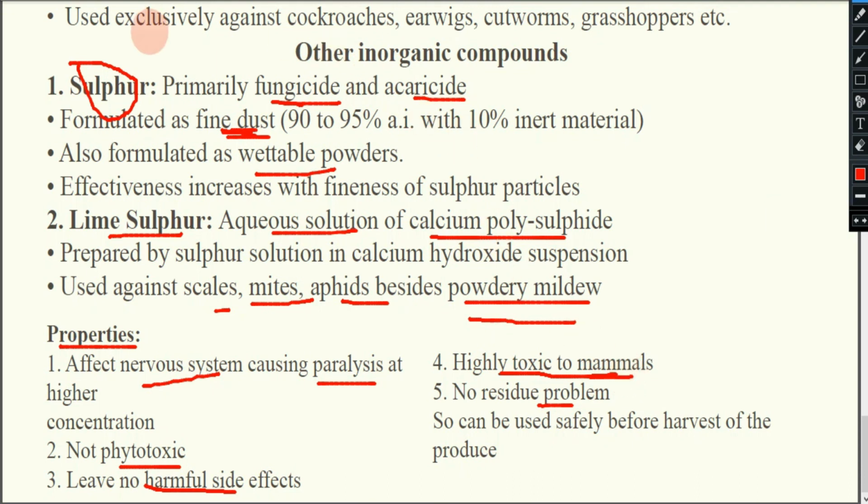Okay, so these are some of the inorganic insecticides. Some more you can also get from the net. Try to incorporate them in your notes, and if any doubt is there, you can ask.